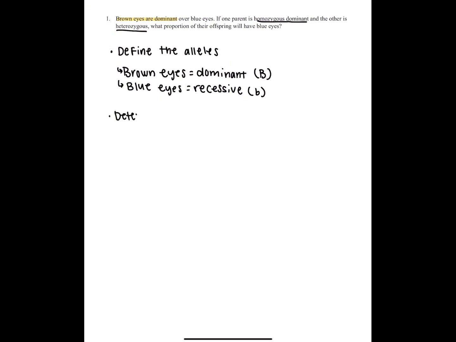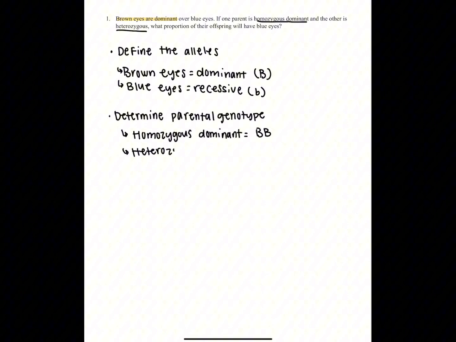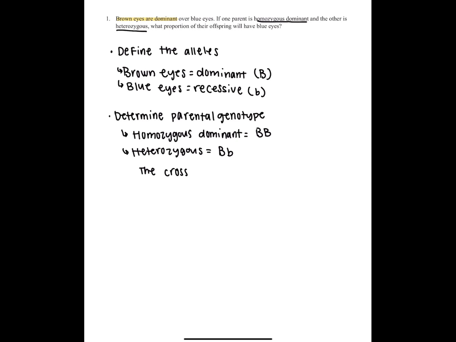Now we have to determine our parental genotypes. It said that we have a homozygous dominant parent and a heterozygous one. So our homozygous dominant parent is going to have two capital B's. And the next one is going to be heterozygous. So that means that it is going to have a capital B and a lowercase b. So therefore, the cross that we have to make is going to be two capital B's and a lowercase b and a capital B. So when we put it in a Punnett square, this is what it looks like.